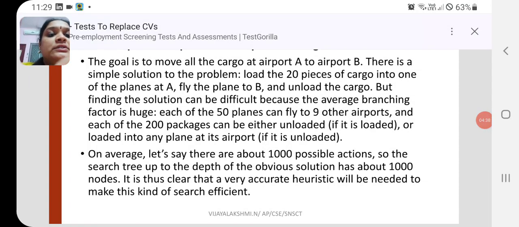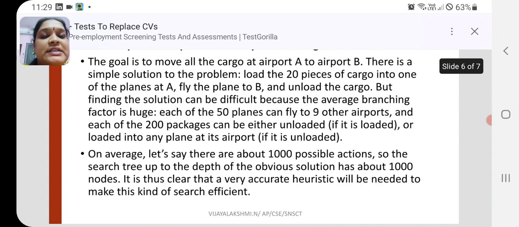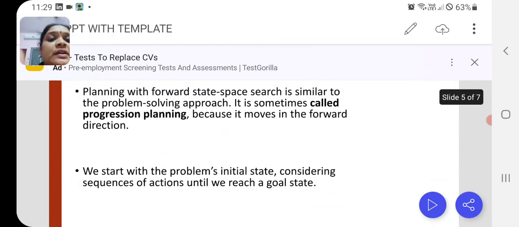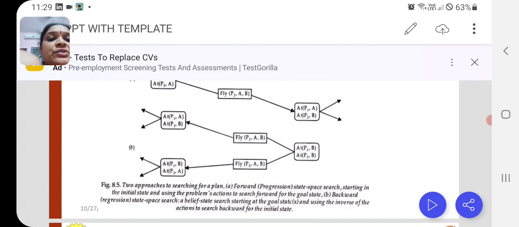So in the next video, we are going to see the backward state space search algorithm. As we saw earlier, backward search means we start from the goal state and do the sequence of actions in reverse order, combine the solution, and reach the initial state. That's just the inverse of the forward state space search algorithm.